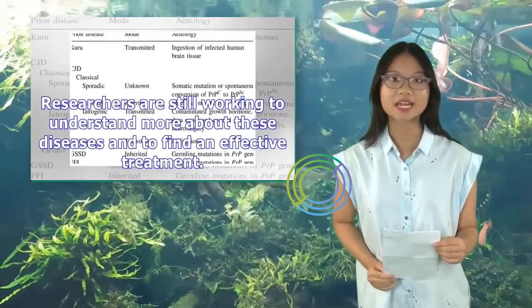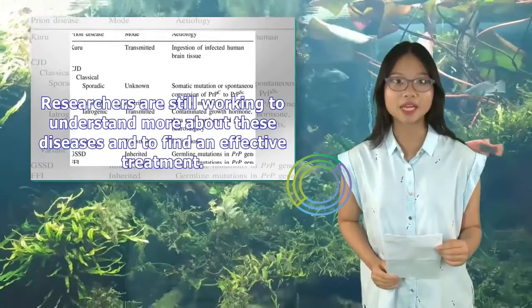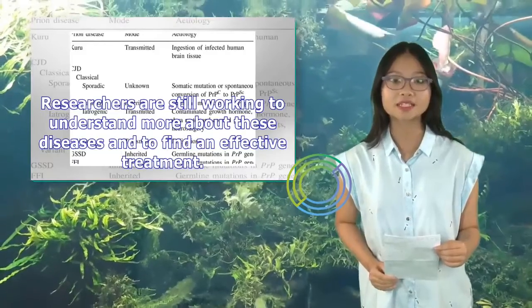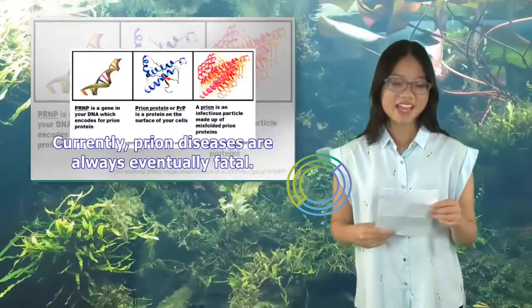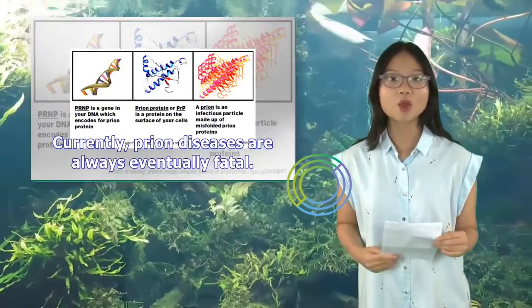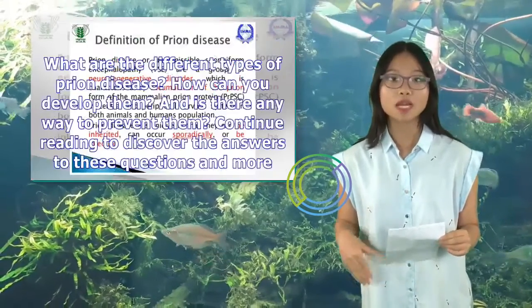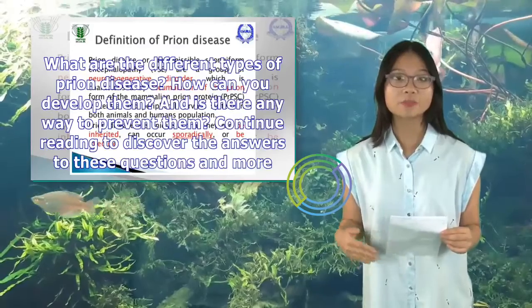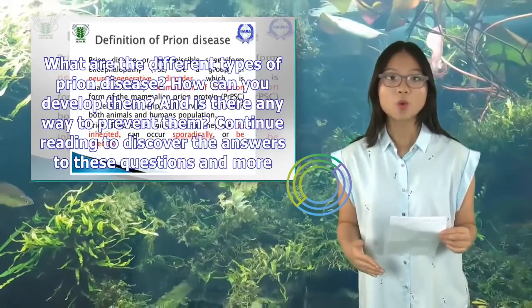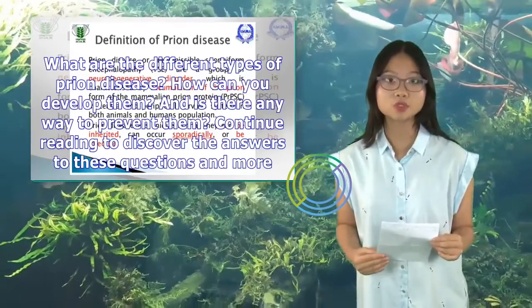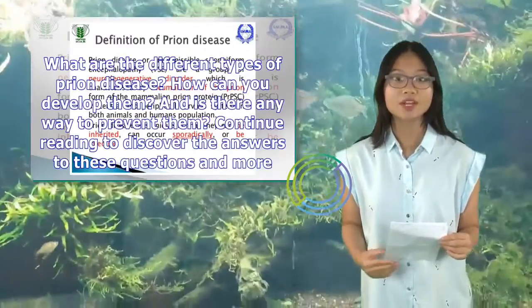Researchers are still working to understand more about these diseases and to find an effective treatment. Currently, prion diseases are always eventually fatal. What are the different types of prion disease? How can you develop them? And is there any way to prevent them? Continue reading to discover the answers to these questions and more.